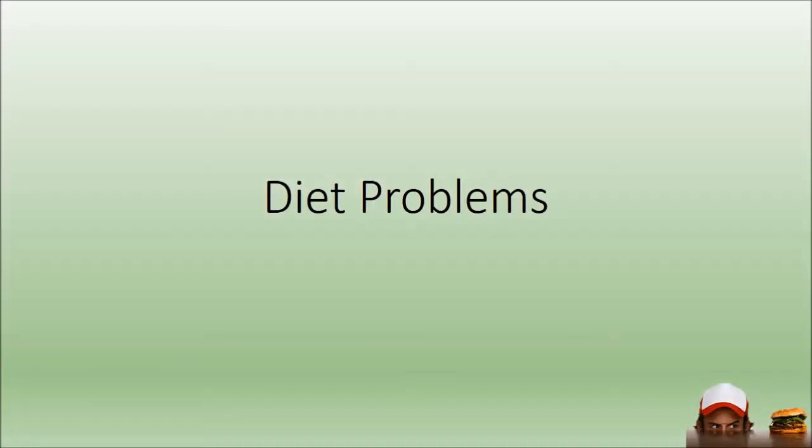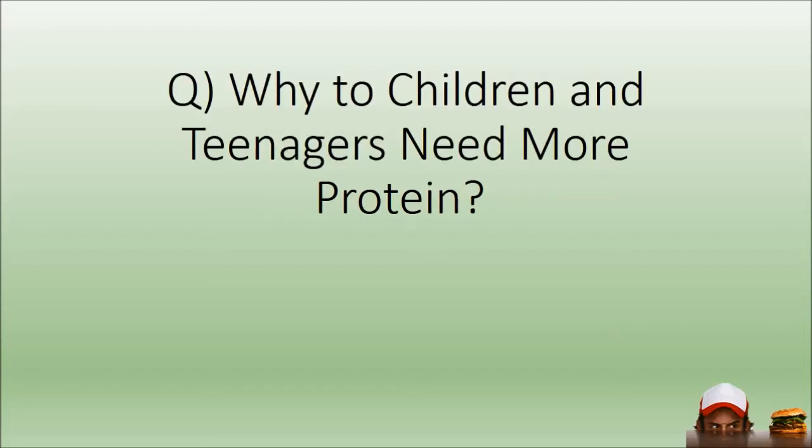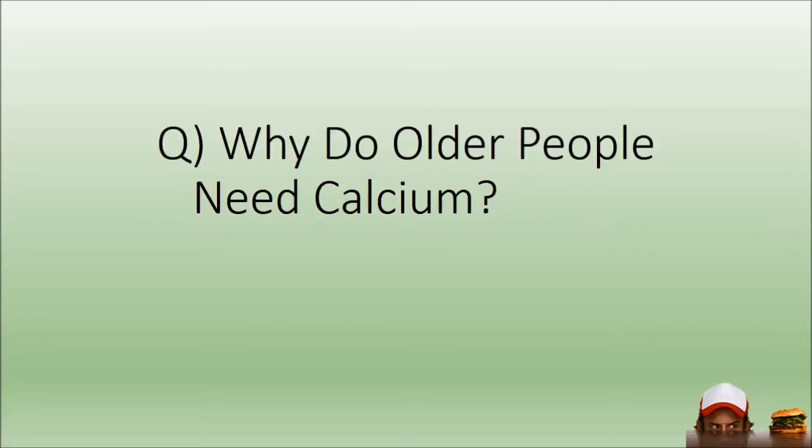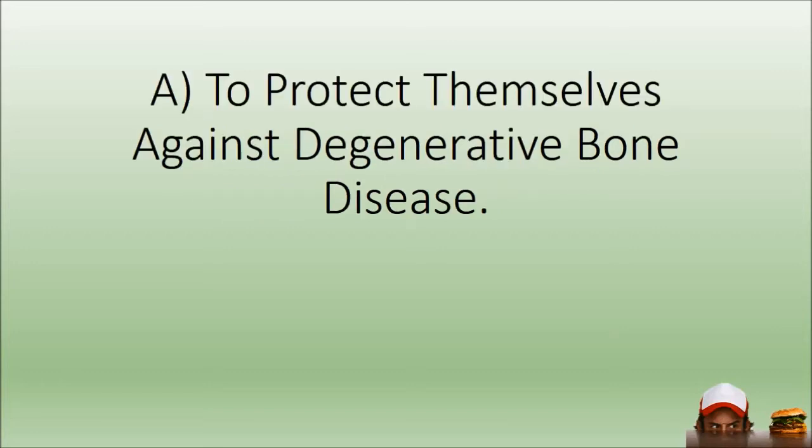Diet problems. Why do children and teenagers need more protein? For growth and repair. Why do older people need more calcium? To protect themselves against degenerative bone disease.